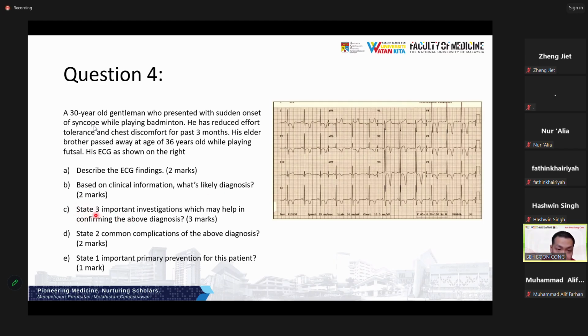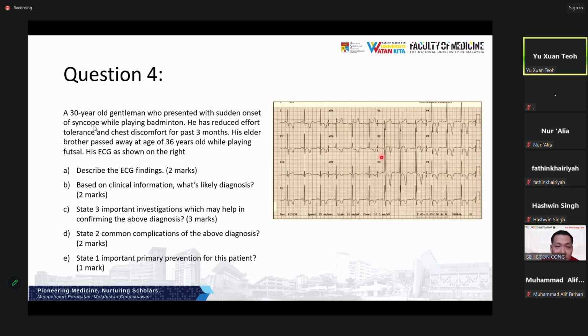So three important investigations. What investigation do you want to do? Echocardiogram. Okay, echocardiogram. We want to look for left ventricular hypertrophy and also at which level there is obstruction. Okay, what else? Stress test. Stress test can, but the patient already has symptoms, already syncope. Why do you need to do a stress test? No need already. You already have the ECG, right? So next is your echo. We have echo, what else?